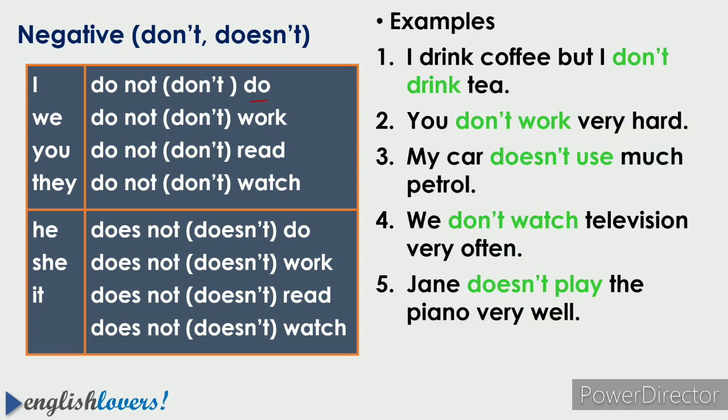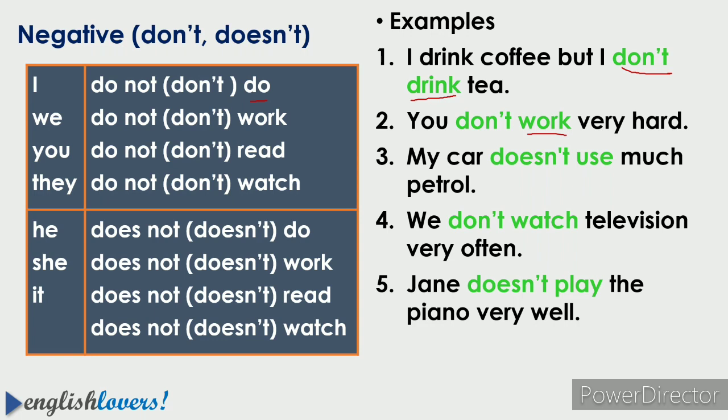We'll see some examples. I drink coffee but I don't drink tea. So here you can see that don't drink is the negative form. Here do is the verb, then the contraction of not, and then the base form, don't drink. You don't work very hard. Here don't work is the form in the negative present. Here work is the base form, do is used with you, and then not.